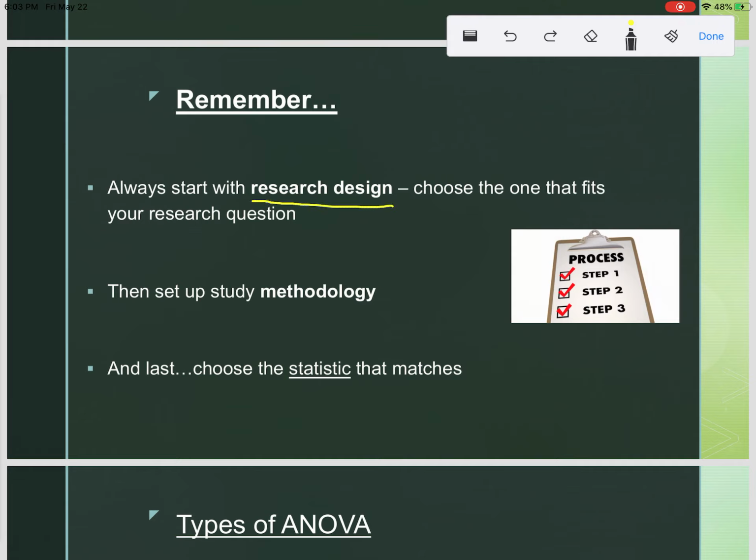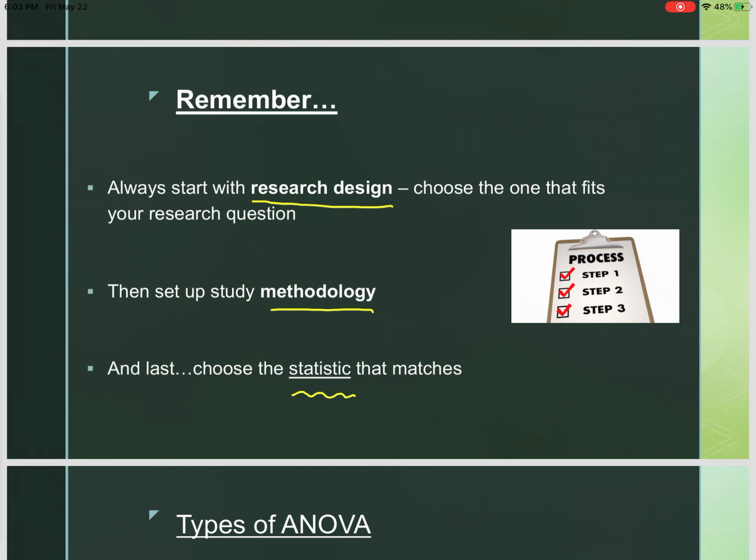There's a video on that from my series you can watch. You want to set up the proper methodology. And then last is when you choose the statistic that matches your design and methodology. And oftentimes that will indeed be an ANOVA. Even though a t-test is very good and it's used, it is limited because it can only measure 1.